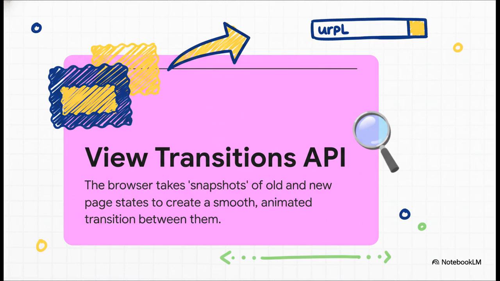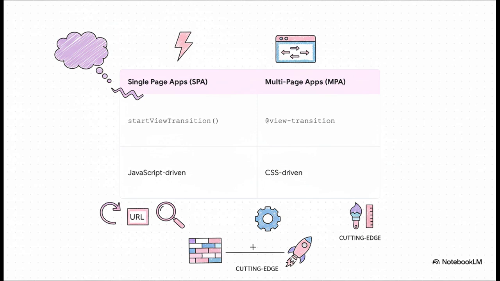Next up is something I am really excited about, the View Transitions API. This is an absolute game changer for user experience. The way it works is actually pretty clever. The browser basically takes a before and after picture, a snapshot, of your page state, and then it creates a really smooth animated fade between those two pictures. And what's so cool is how easy they've made it to implement.